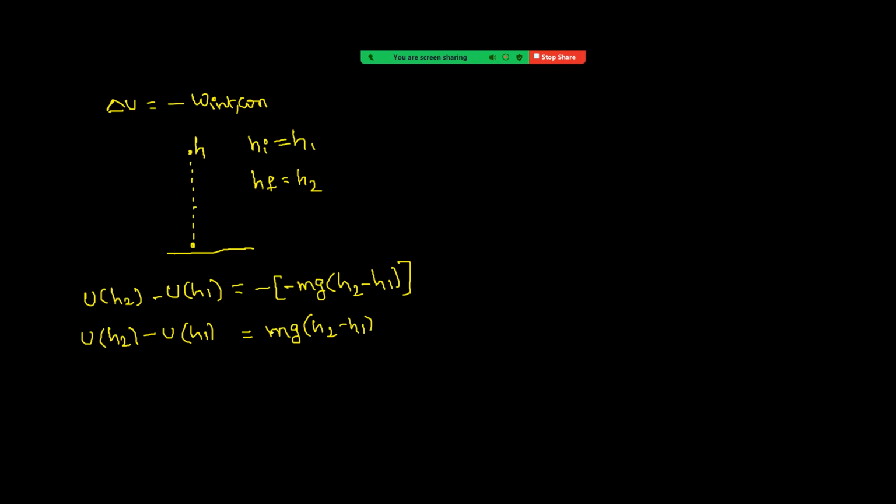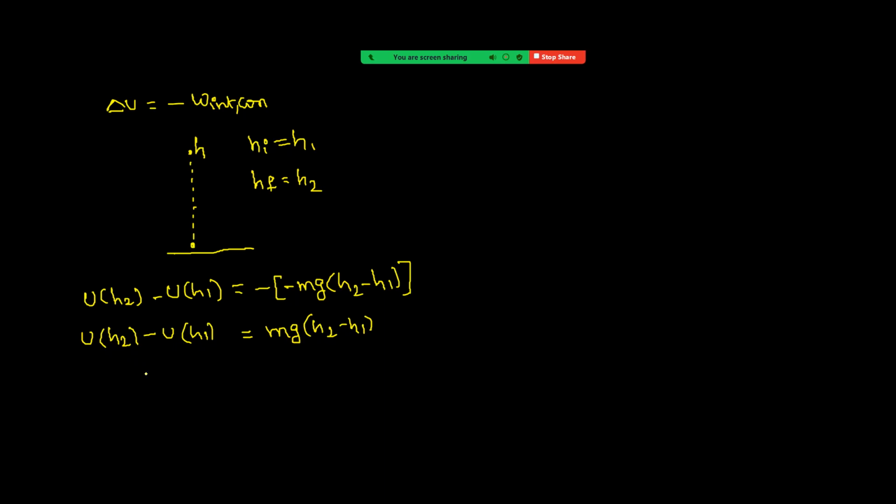We know U of h2 minus U of h1, and this value is fixed. Suppose this value is 1. Then we can take any values for these two. For example, if this is 2, then this must be 1. If this is 3, this must be 2. Like this, we can take infinitely many values for U of h1 and U of h2. So if we fix one of these values, we can get the other value. That means we should take one reference value.